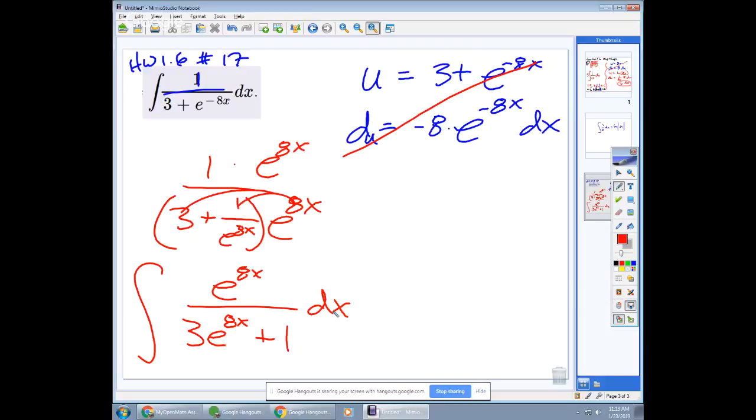So this is another version of the function I'm trying to take the derivative of. Do you see a substitution might work now? Okay, so what should I let u be here? Let it be the whole denominator. That's my recommendation. So 3e to the 8x plus 1. Then du is going to end up being 8 times 3 is 24 e to the 8x dx.